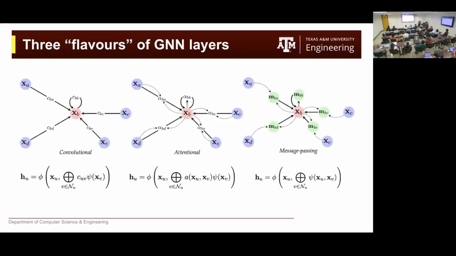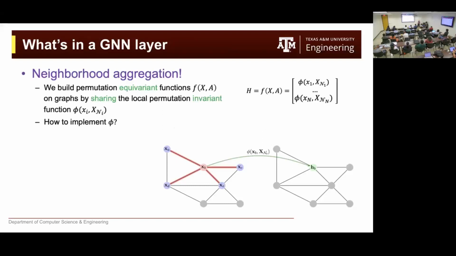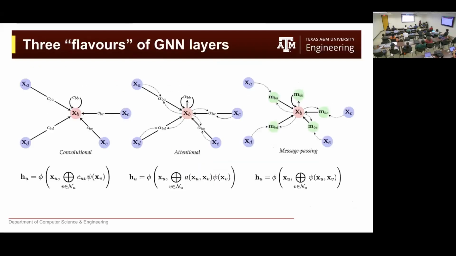So you may wonder what kind of function can be used as a phi. If we use the same phi and this phi is invariant to the permutation, then this function f will be permutation equivariant. Okay. So what are the ways to implement phi? Typically there are three different ways, but this is just a rough way to characterize, it's not a 0-1 classification. We can do it in the sense of convolution, attention, and message passing.